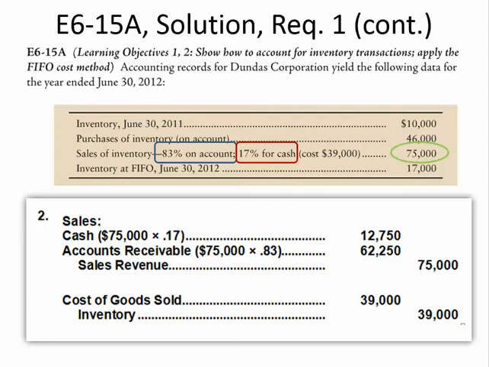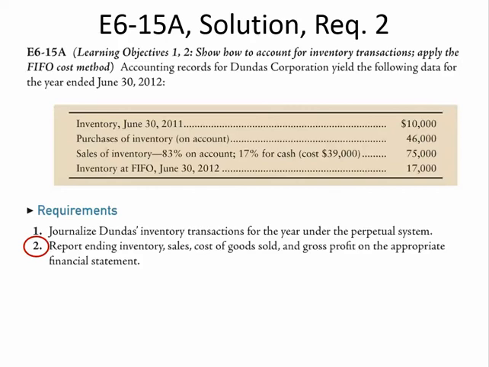So those are the three journal entries. We had one on the last slide and two on these. That's requirement 1. So now let's go on to requirement 2. Requirement 2 says to report the ending inventory, sales, cost of goods sold, and gross profit on the appropriate financial statement. So let's go through there. I've got them all on one slide.